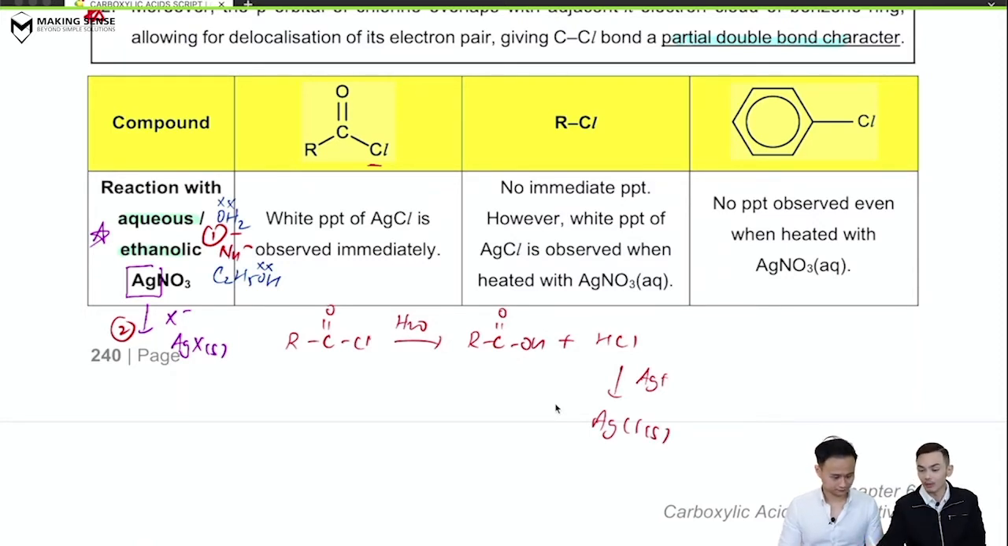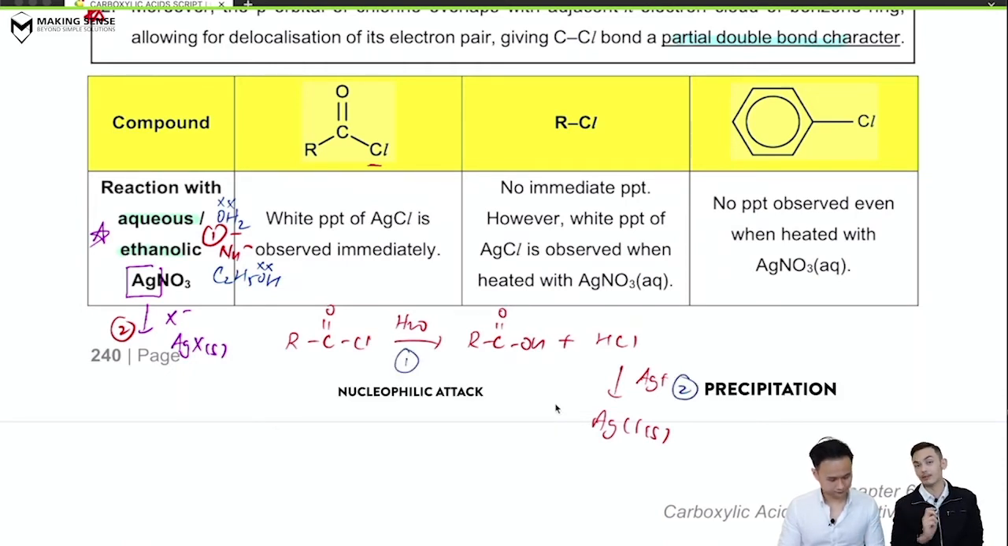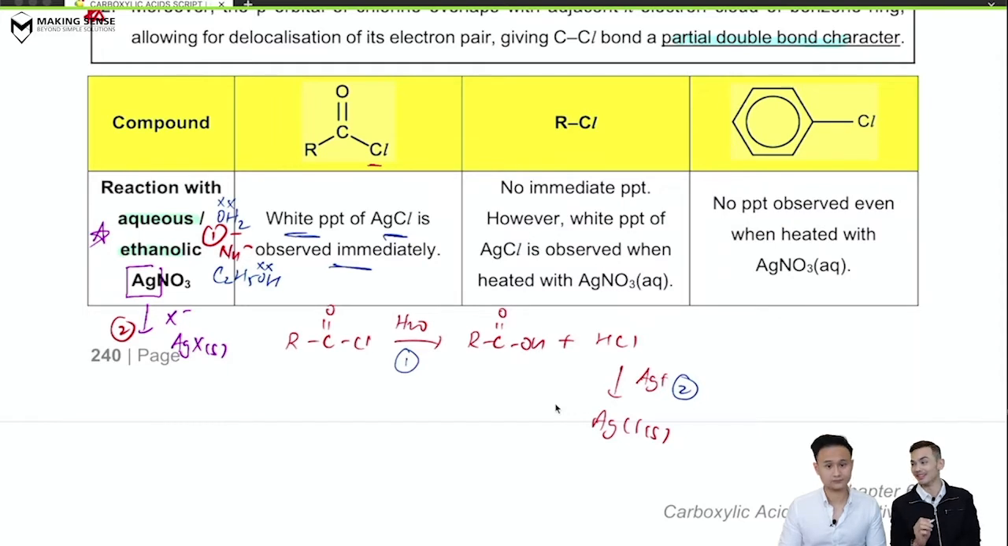So guys, in terms of reaction, bear in mind two things are happening. Number one, the nucleophilic attack, and number two, the precipitation. That's why the white precipitate of AgCl is observed immediately, without any sort of heating, right? But if you work on alkyl chloride, you don't expect any immediate precipitate, but after prolonged heating, some of the chlorides will break away. You will then be able to see the precipitate of AgCl.